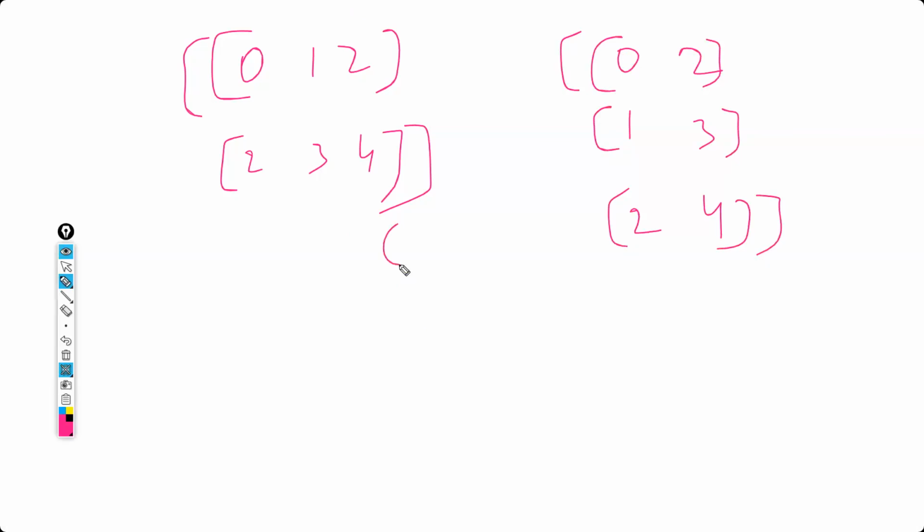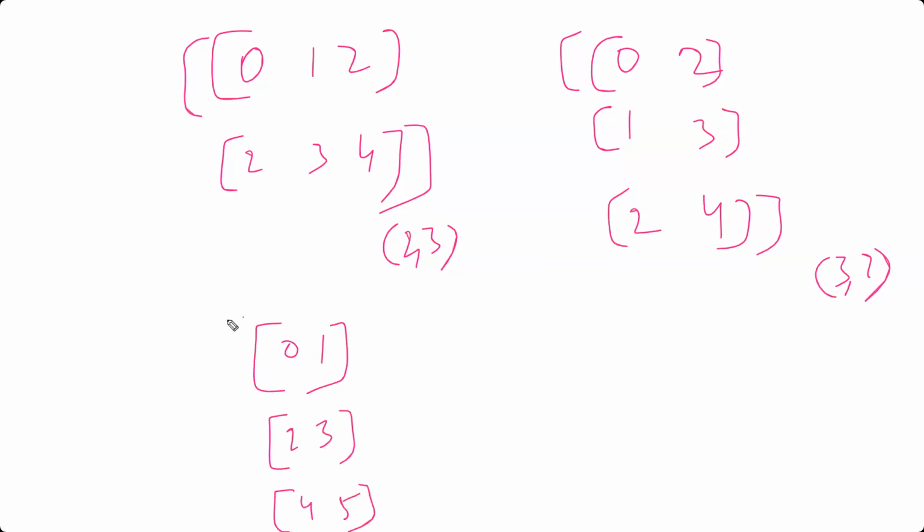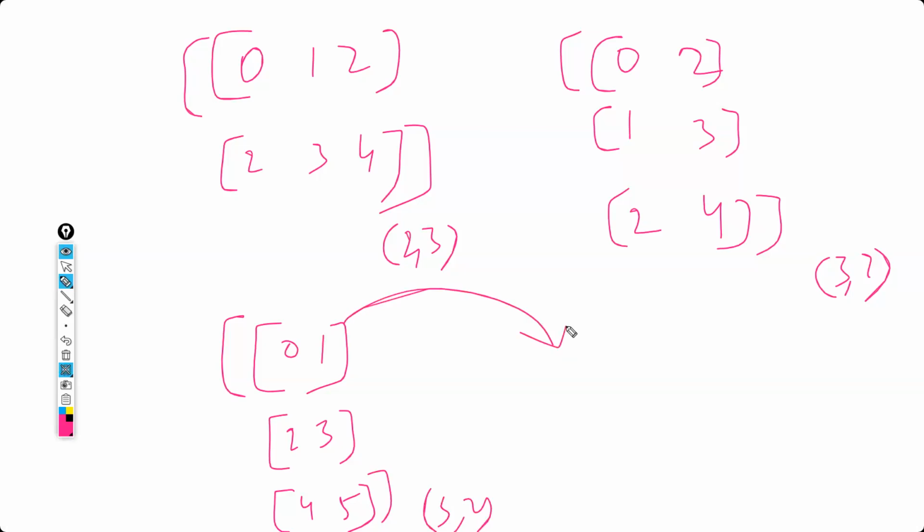So here you are going to get the shape. What is the shape of this one? 2, 3. What is the shape of this one? 3, 2. For example, 3 by 3 is there. Sorry, 3 into 2. For example, let us take 0, 1, 2, 3, 4, 5. This is 3 by 2. Convert this one. What is the first row? 0, 1. What is the second row? 2, 3. What is the third row? 4, 5.